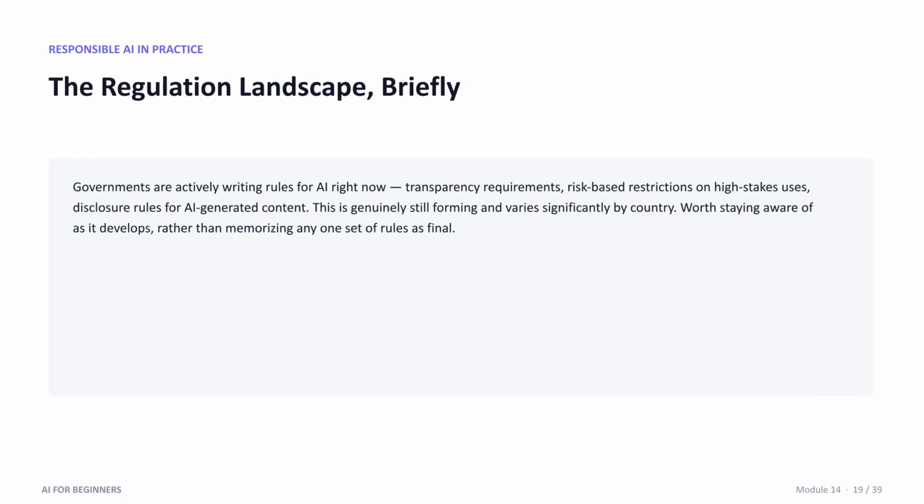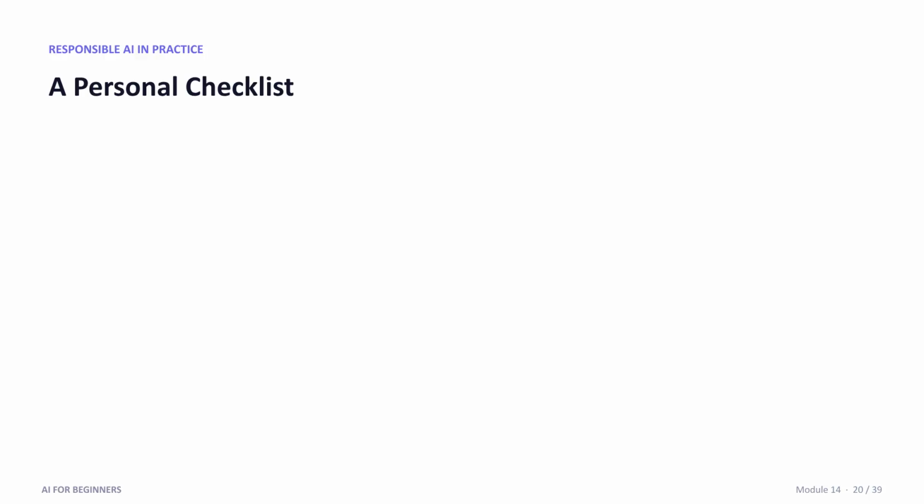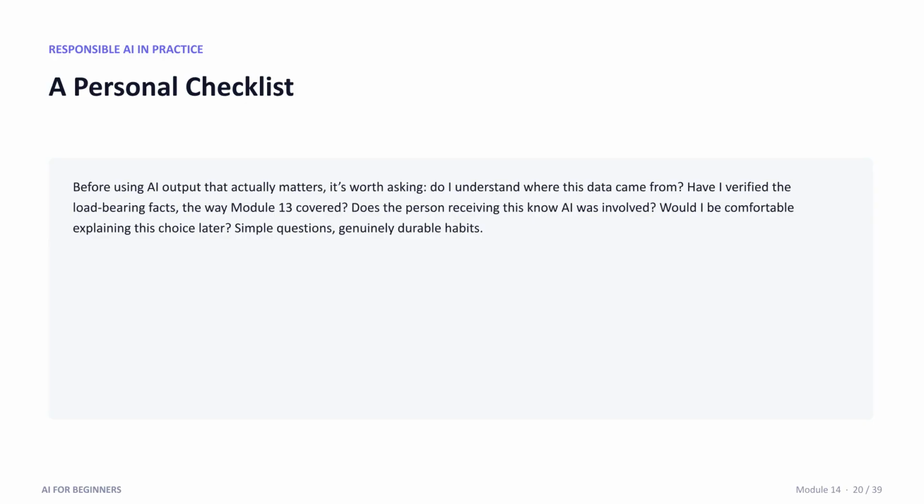We are currently in a shifting regulatory landscape. Governments worldwide are actively drafting rules regarding AI transparency and risk-based restrictions. It is important to stay informed as these regulations develop, rather than treating any current set of rules as final. For your own work, keep a personal checklist. Before relying on AI output, ask yourself, do you understand the data source? Have you verified the facts? Is the recipient aware of AI involvement, and would you be comfortable explaining your choices later? These are simple, durable habits.